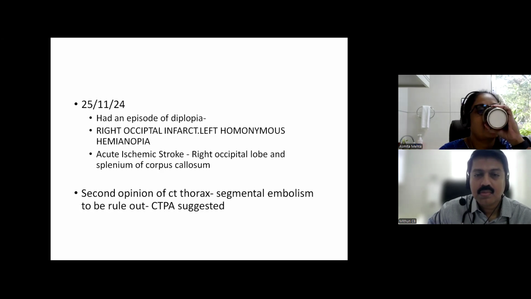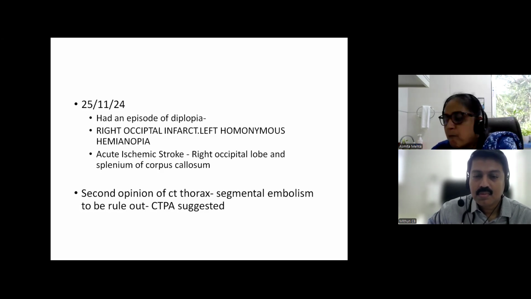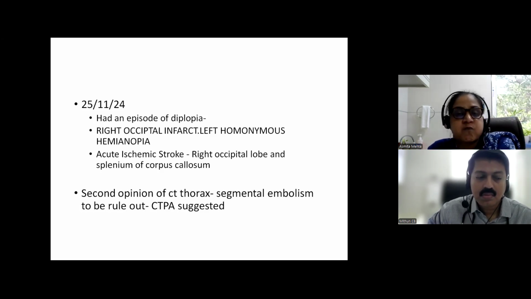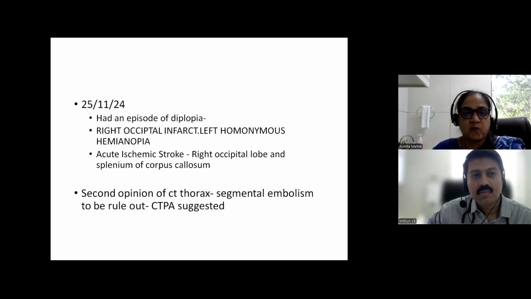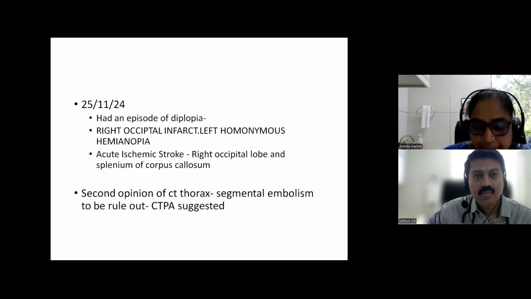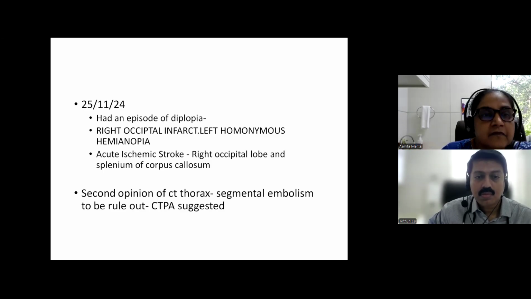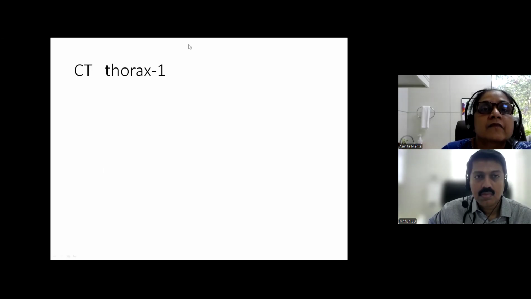When they came back to me, she gave a history of diplopia and was hospitalized with that. She was diagnosed with a right occipital infarct, with a left homonymous hemianopia. At that time, I took a second opinion of the CT thorax from our radiology, which showed a segmental pulmonary embolism to be ruled out, and they suggested a CTPA. Next, coming to the images.